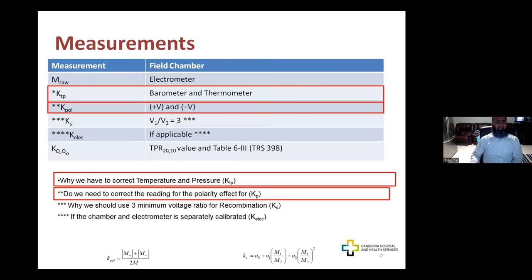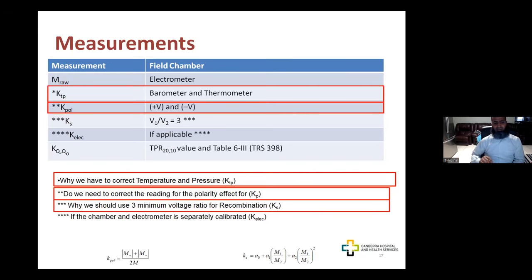And the other thing is actually the polarity correction factor. So do we need to correct the reading for the polarity? Why do we have to correct it? Because, for example, if your chamber in cobalt 60 is calibrated at minus 300, you can use this minus 300 and then you get the answer. But why do you have to do it for the two different polarities and get your correction factor for polarity?